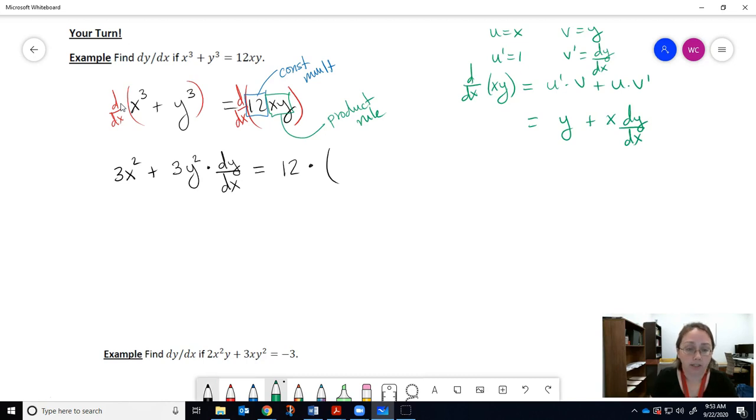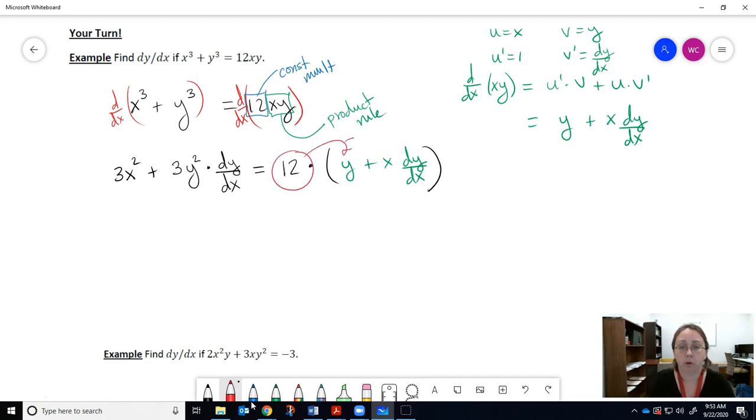So we plug that in. So we have y plus x dy dx for our product rule on the right. And that's it, the derivative is done. But you have to find dy dx. You've got to get dy dx by itself. To do that, you've got to get rid of these extra parentheses.